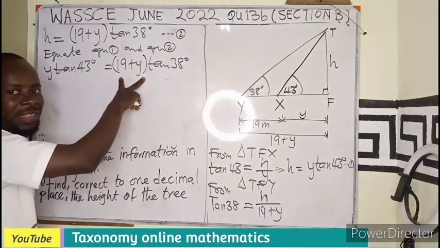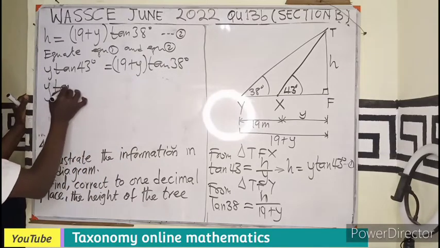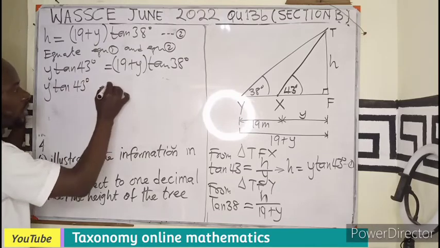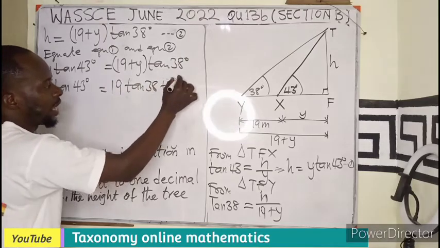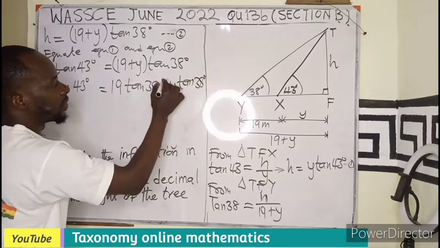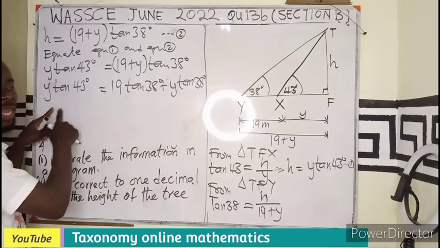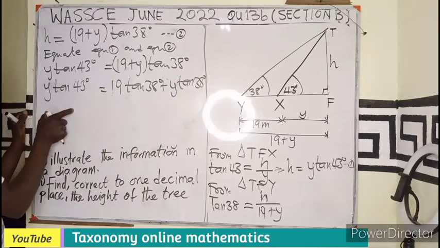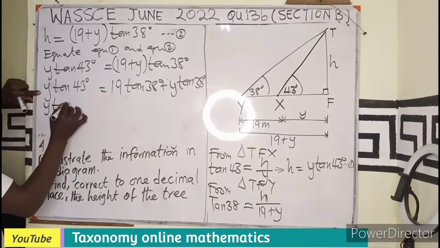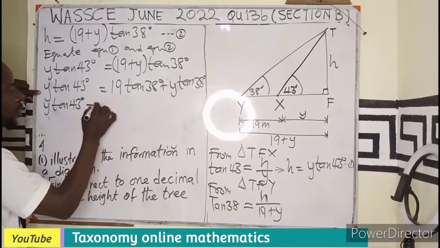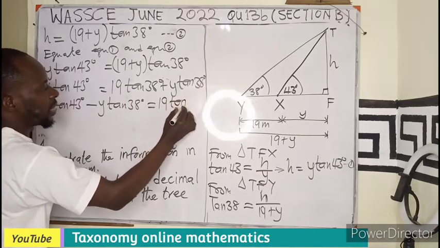So I know this is a bracket, this is multiplying, so we can expand. Simply put, y tan 43 degrees equals 19 tan 38 plus y tan 38 degrees. So you can see now that y is on two sides. We can group them together, meaning this will come towards this while we maintain this. Fast forward, I'll be having y tan 43 minus y tan 38 equals 19 tan 38 degrees.